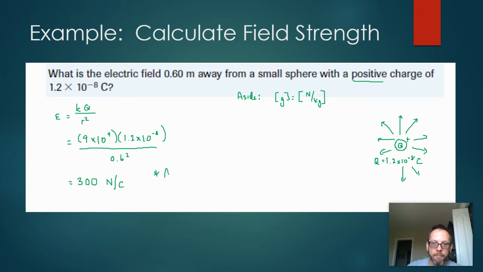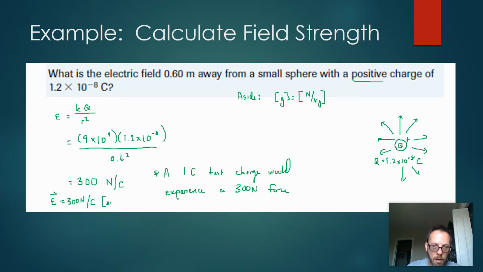Now I might write that down. A 1 coulomb test charge would experience a 300 newton force. So that's kind of the interpretation of that electric field strength. And we can say that the electric field vector is 300 newtons per coulomb, and it's away from Q, away from the charge.